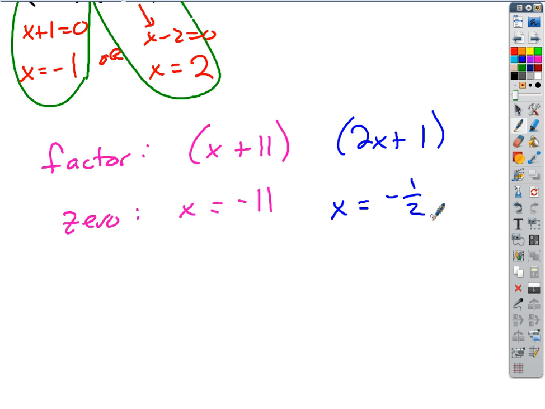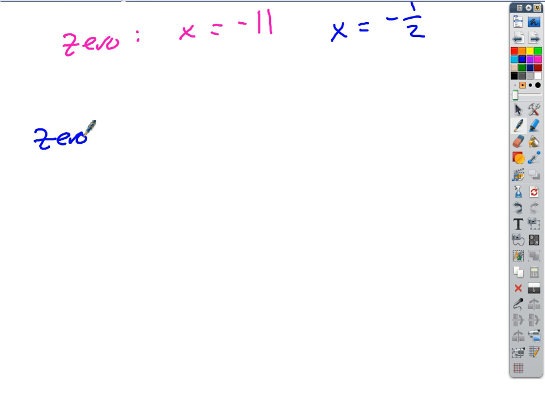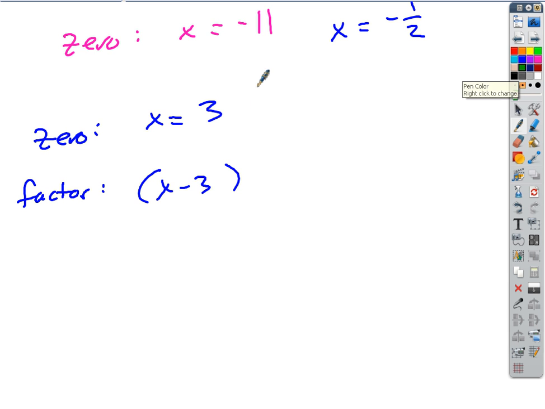Okay, what's my pattern then? What if I want to reverse the process? This time I'm going to give you a zero and you tell me the factor. The zero is x equals 3. What's the factor? Good. What's that? Oh yeah, absolutely. But there's only one factor for each zero. Each zero is tied to a single factor.